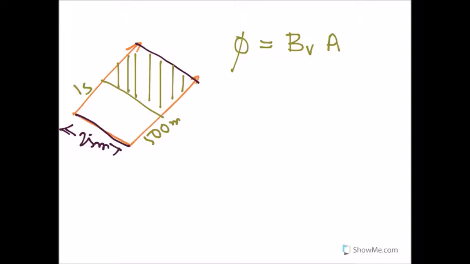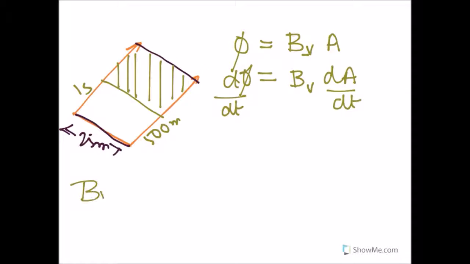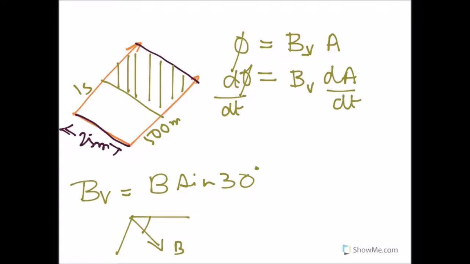BV A, that is the vertical component of the magnetic field of the Earth, into A. So d phi by dt becomes equal to BV dA/dt. BV is also equal to B sin 30. This is B and this is 30 degrees. So this is the horizontal component and this is the vertical component. So BV can also be written as B sin 30 into dA/dt.